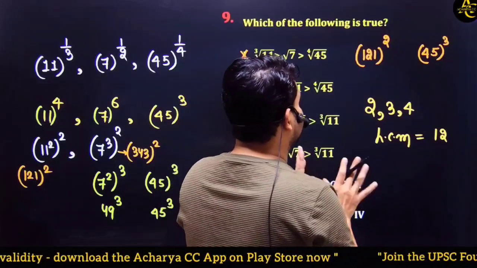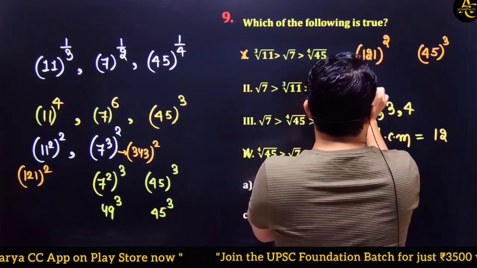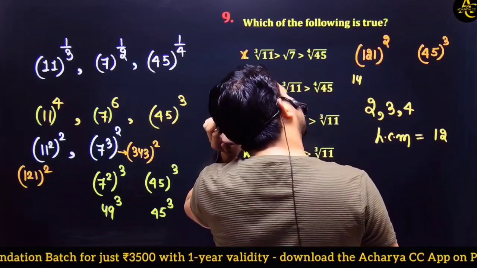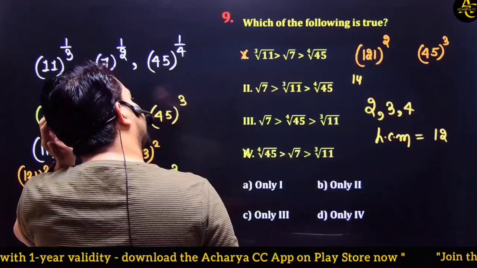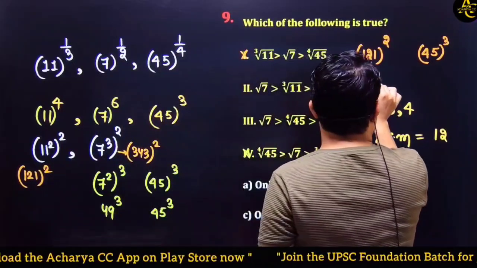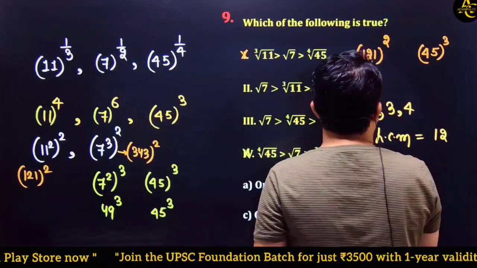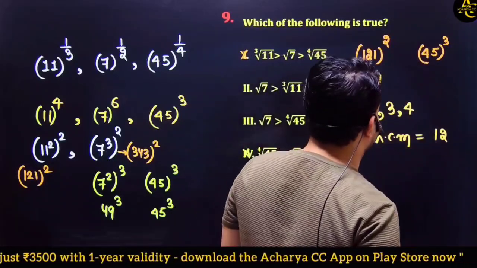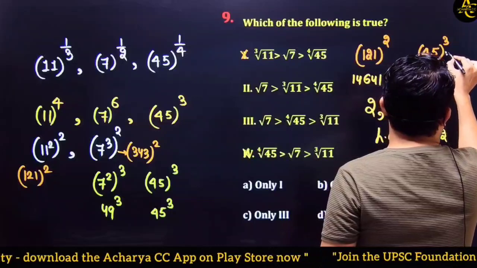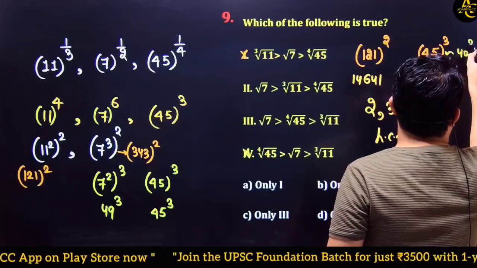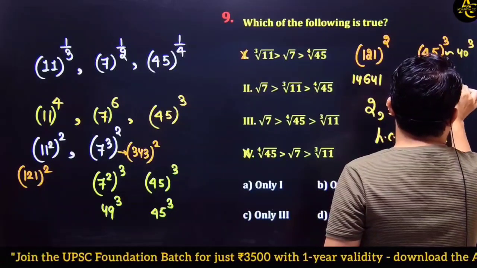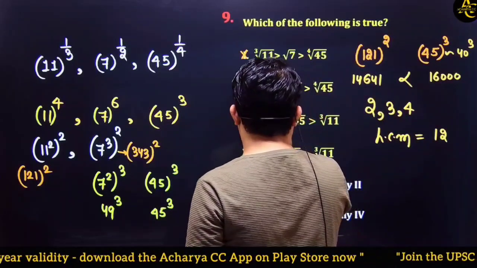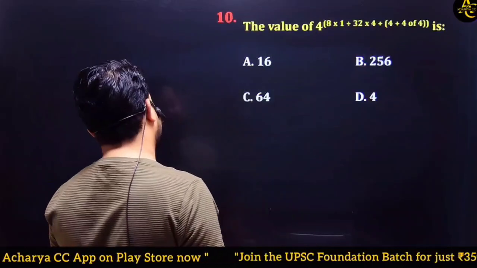121 whole square we can actually calculate. It is 14641. 121 plus 21 is 142. It is the exact value of 121 whole square. Or if I take this number closer to 40, and you know that 40 cube is nothing but 64,000, and 64,000 is greater than this number, that will come as the second number. This one will be the correct answer.